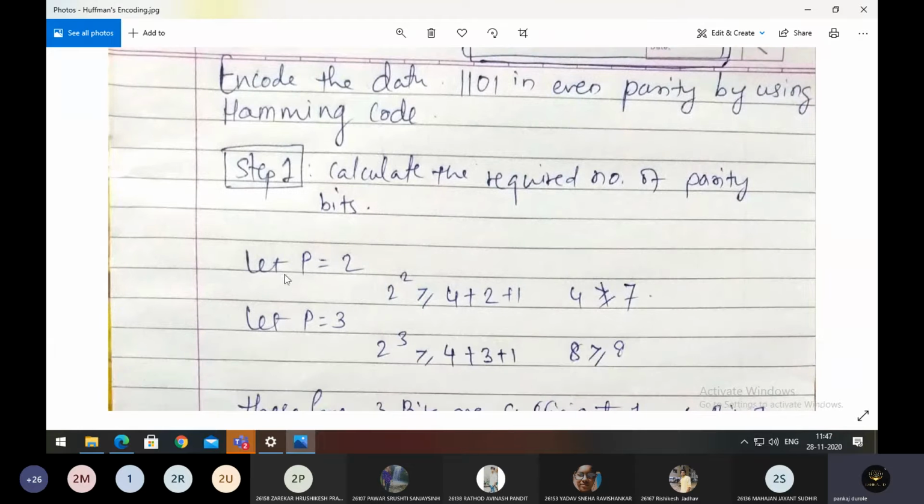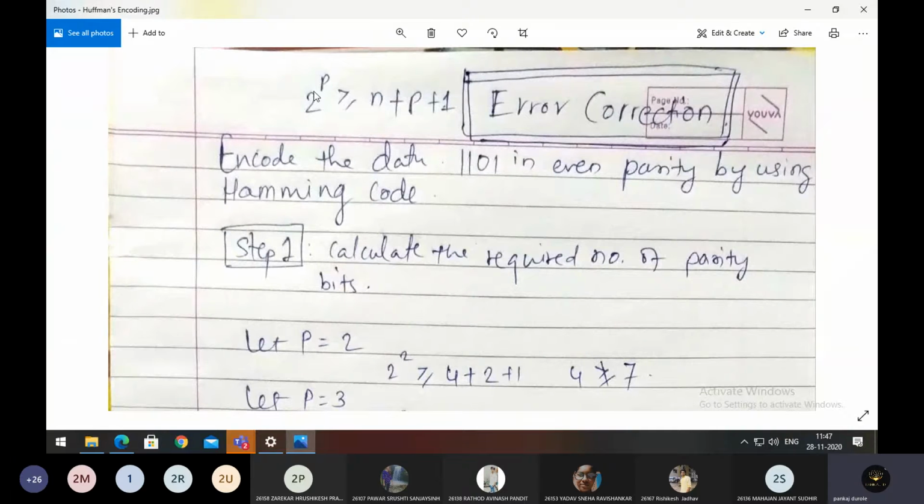Now we will consider that the parity bits are 2. If the parity bits are 2, we will use the formula 2 raised to p, where p is the number of parity bits and n stands for information bits. Information bits mean how many bits are given to us in the example. In the example we are given 4 bits, so the n value will be 4, and the condition is 2 raised to p greater than or equal to n plus p plus 1.